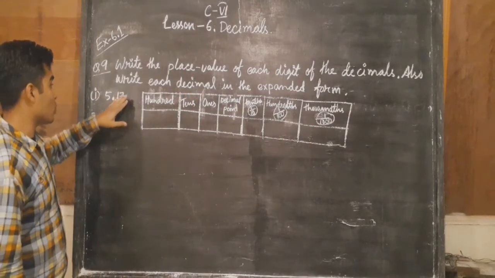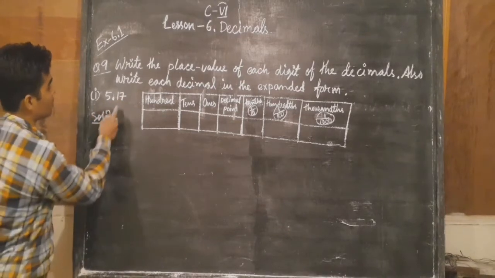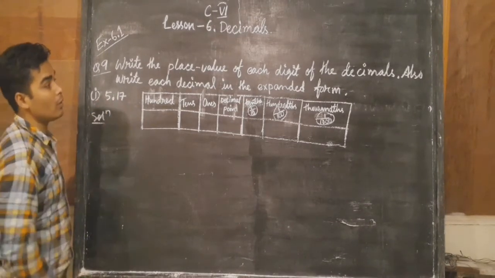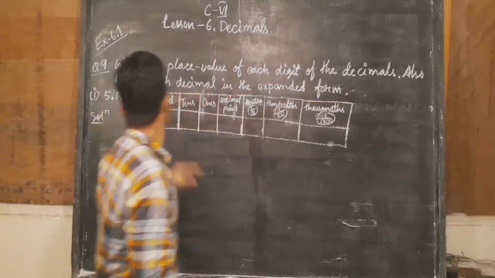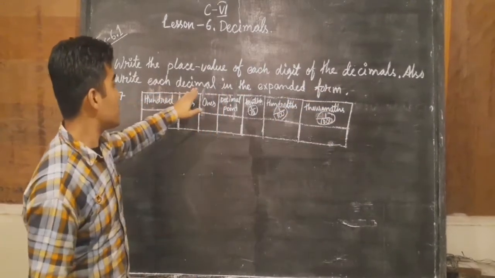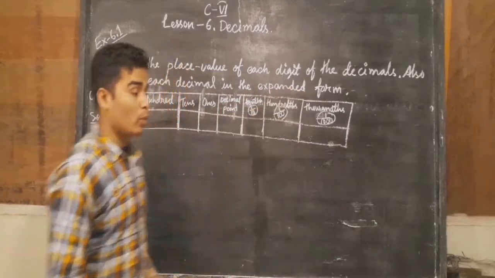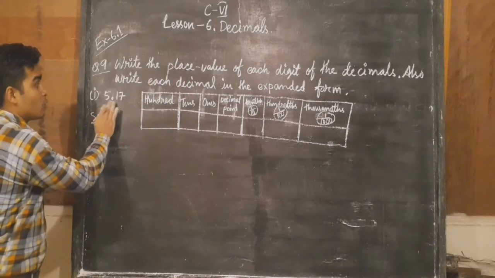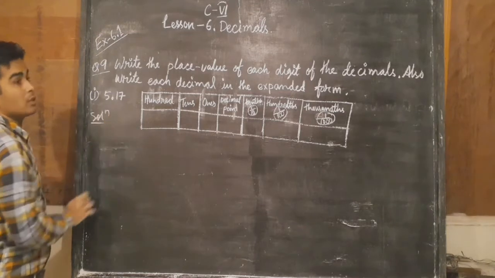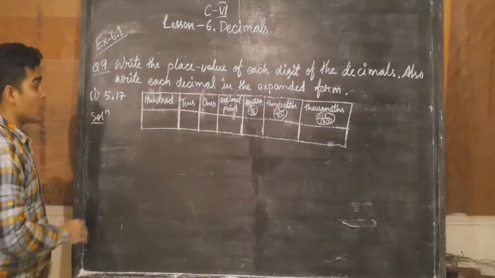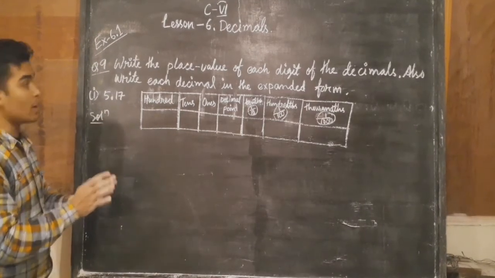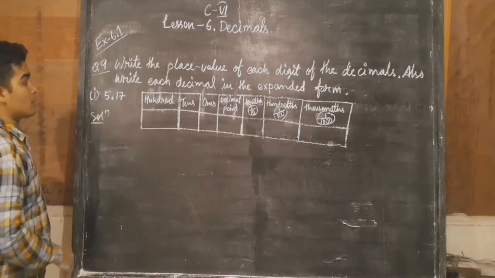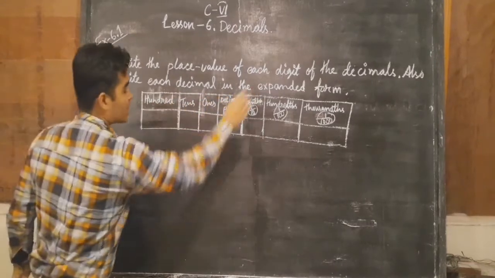5.17. I have to write the place value of each digit. This also, this also, this also, this. Each digit's place value I have to write. After that, also write each decimal in the expanded form. First, I have to find the place value of each digit of this decimal number. After getting the place value only, I can arrange this decimal number in the expanded form.